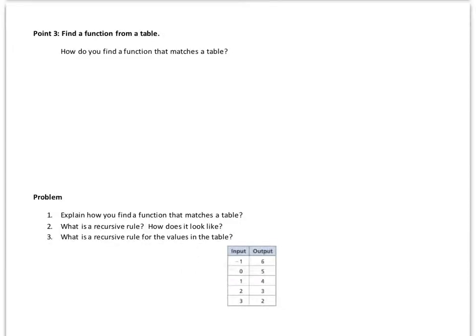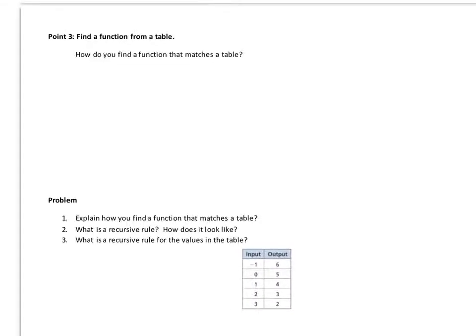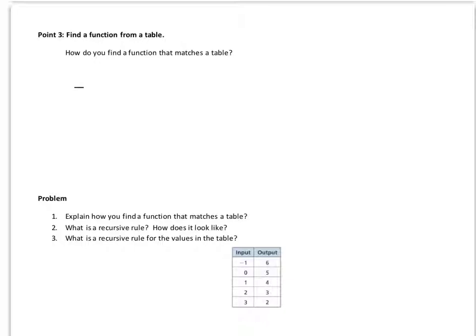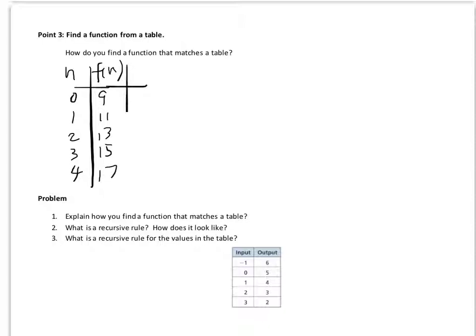And find the function from a table. How do you find a function that matches a table? So let's say we have some kind of table like that, and here's n, f of n. We have 0, 1, 2, 3, 4, and then let's say we have 9, 11, 13, 15, and 17. So the delta is just 2.